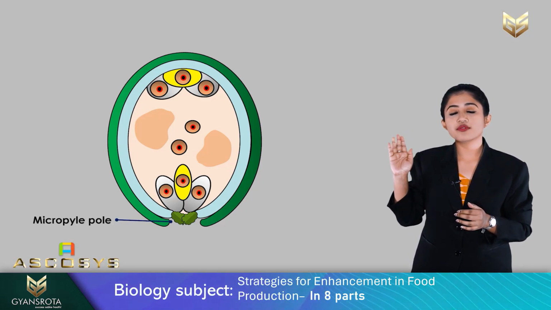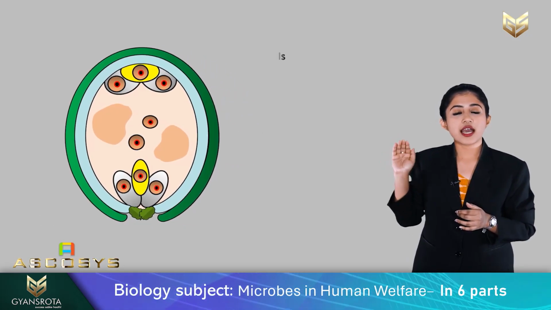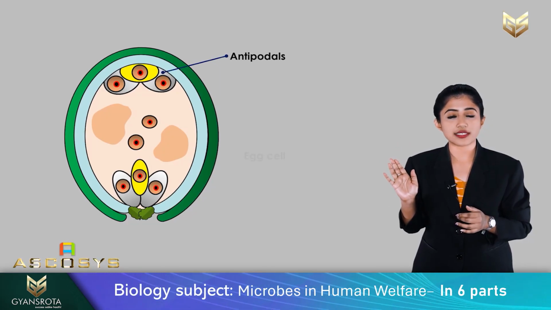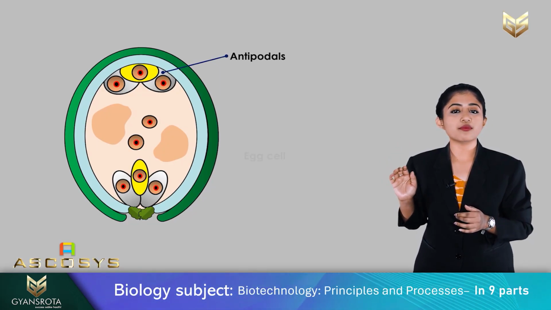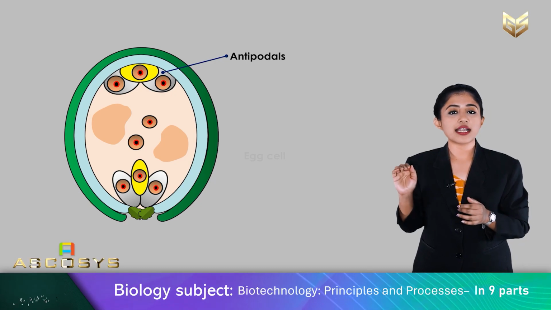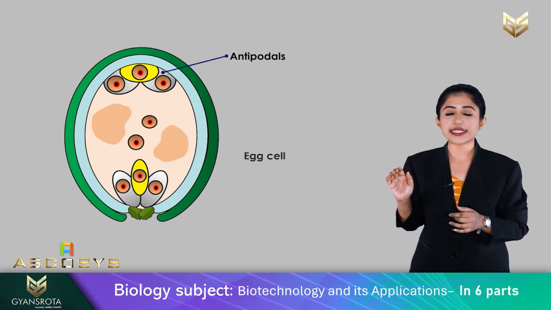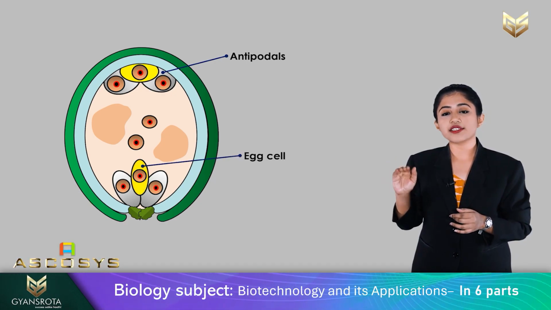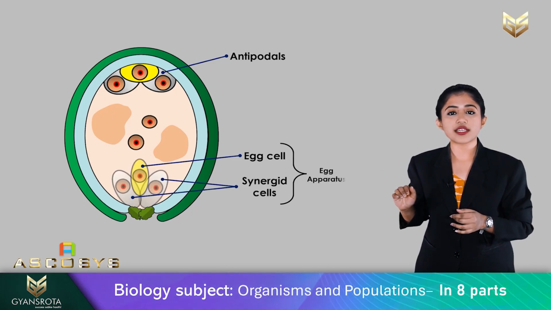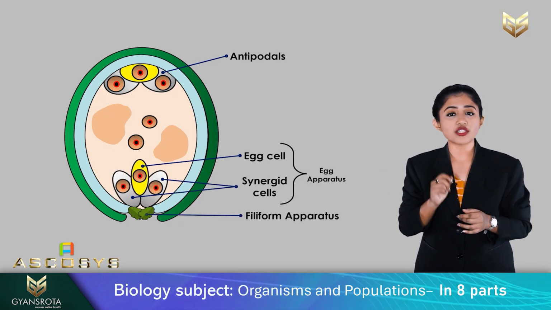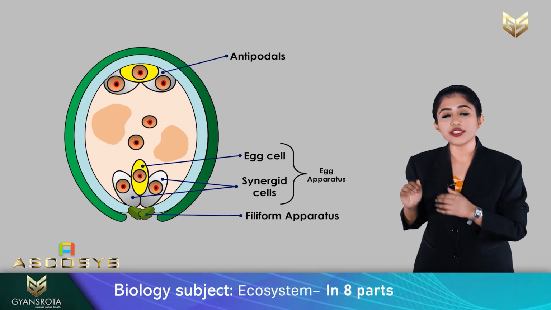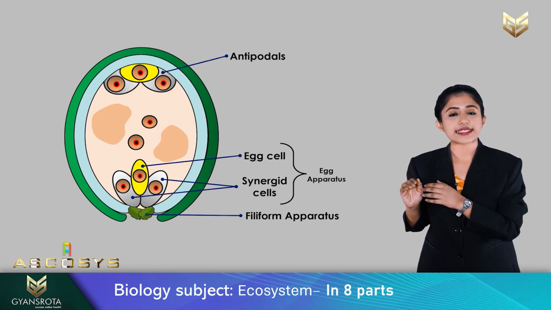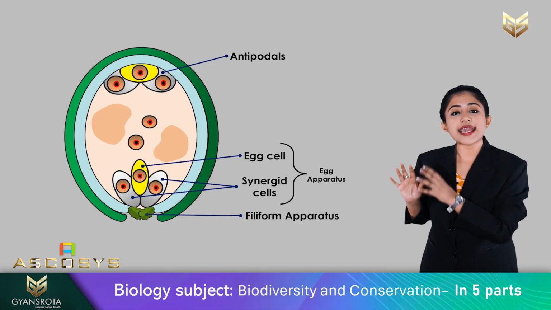3 of the cells will move to the chalazal end and are called the antipodal cells. And the next 3 will move to the micropylar end and are called the egg apparatus. It contains 1 egg cell, 2 synergid cells, and the filiform apparatus. The function of the filiform apparatus is to guide the pollen tube so that it can enter the egg cell, right? So, that is called the egg apparatus.